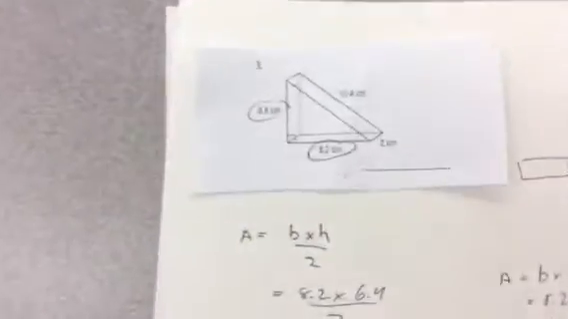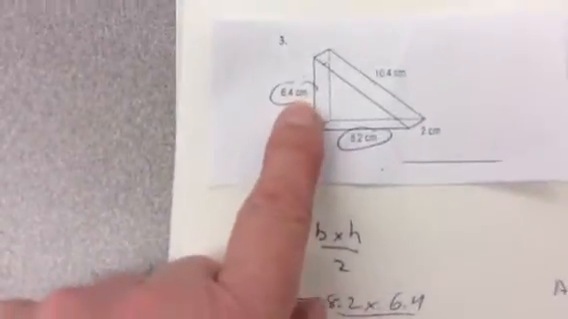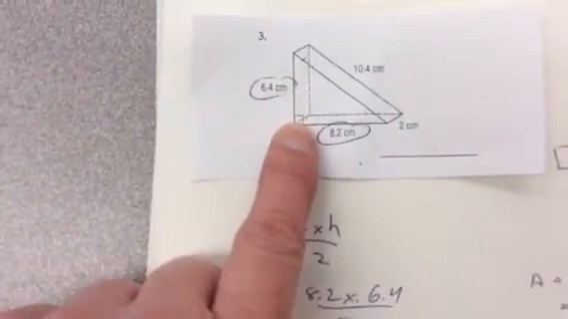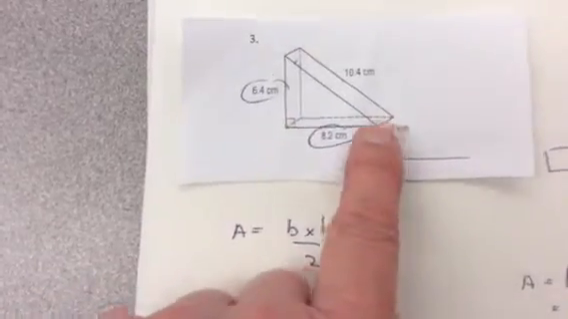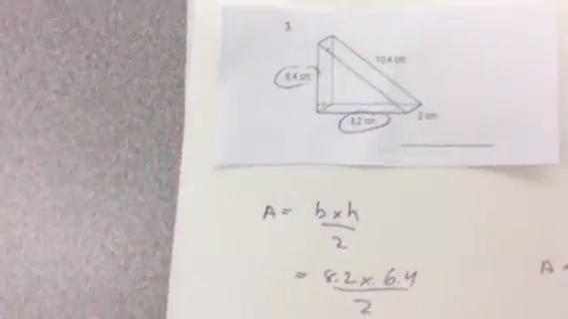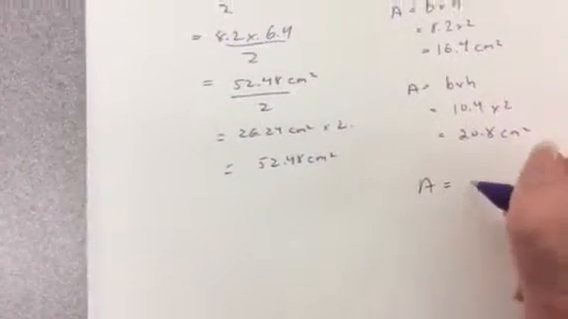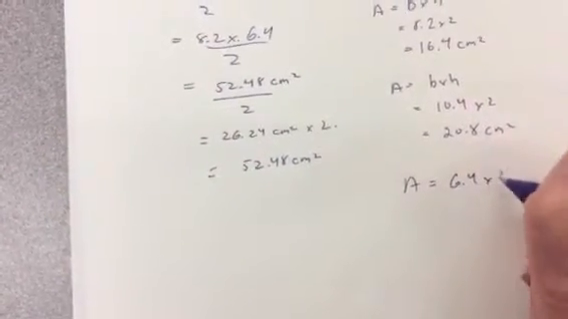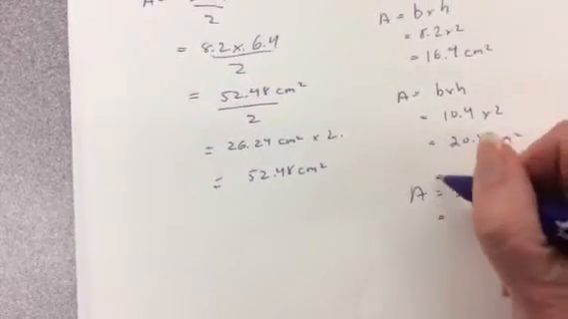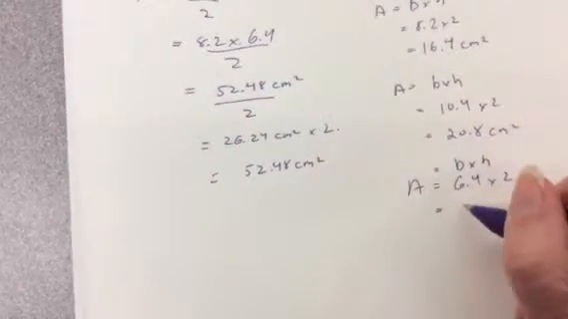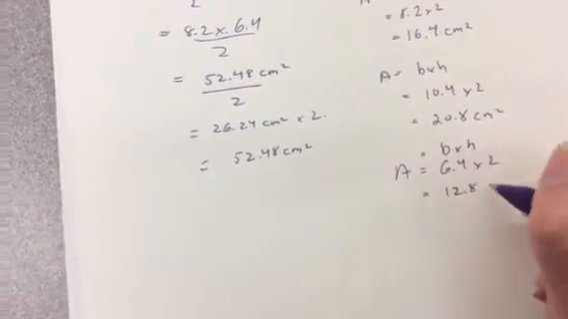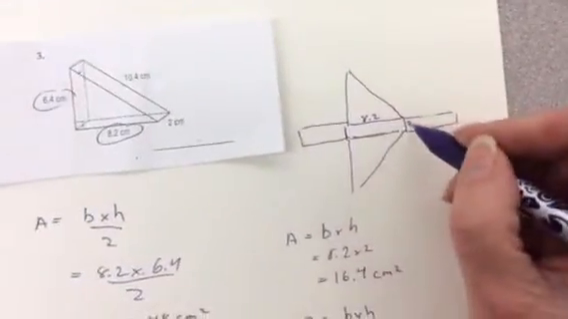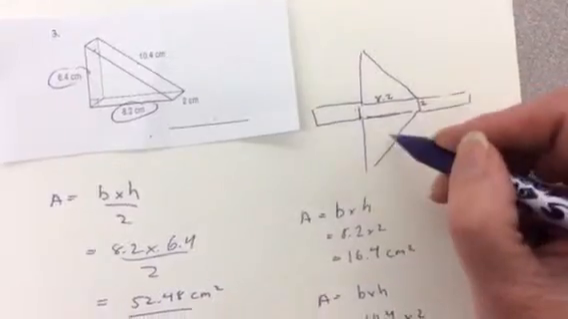And then for the last rectangle, you've got 6.4, and it doesn't tell you right here, but if you look, you can see that if that's 2, that has to be 2 as well. So it's going to be 6.4, area equals 6.4 times 2, base times height, which gives you 12.8 centimeters squared. And that gives you the 5 different areas that you need.